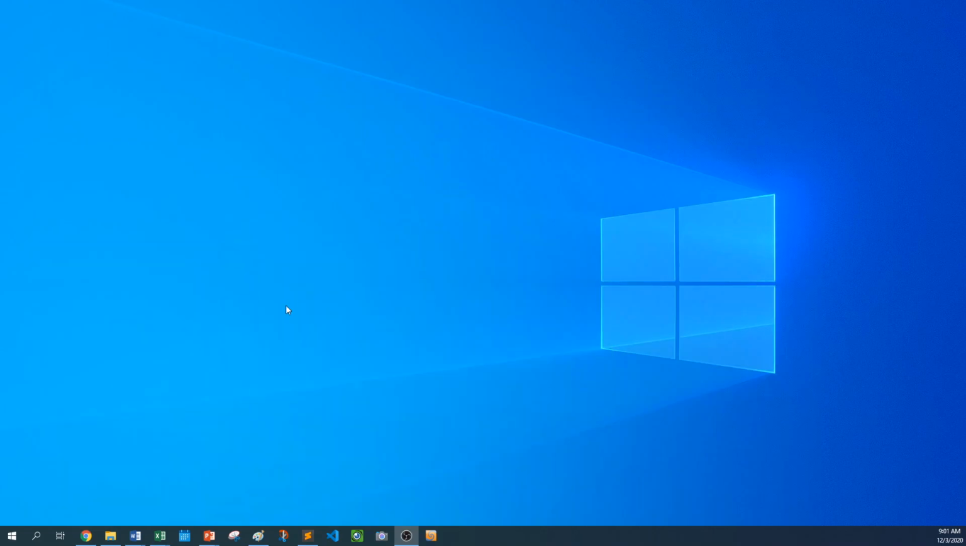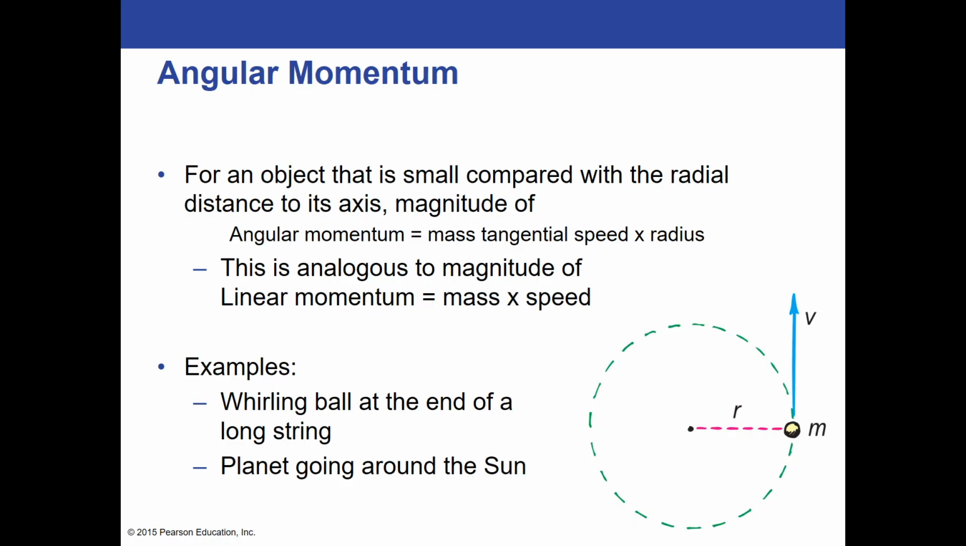So angular momentum is conserved. So let's look at this. For an object that is small compared to the radial distance to its axis, the magnitude of angular momentum is mass times tangential speed times radius.